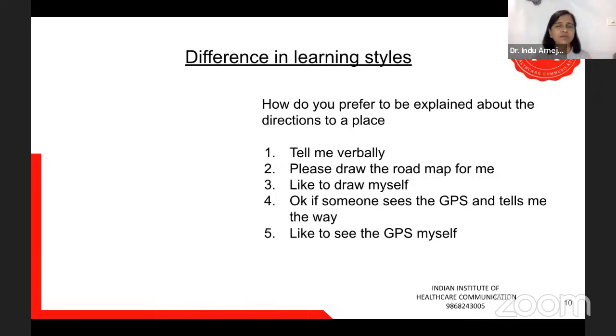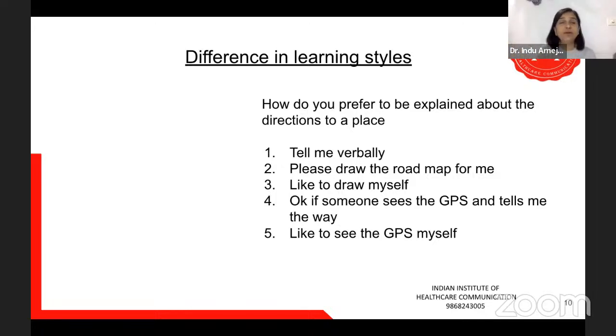But I'm talking about otherwise, if you don't have the GPS facility, some of us would like to draw the roadmap. And okay, I go straight from here, then after the third red light, I have to take a right. So for me, for example, I have to draw and understand, that's the thing. Some of us are okay if you see GPS and you tell me, I'm okay with that. And then some would like to see the GPS themselves.